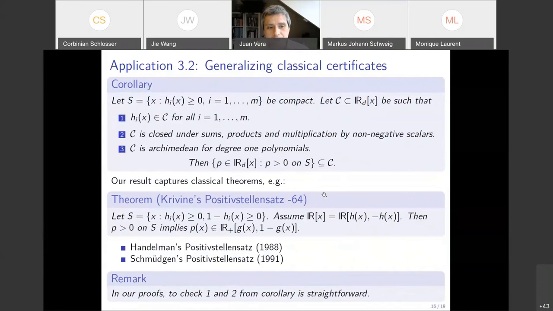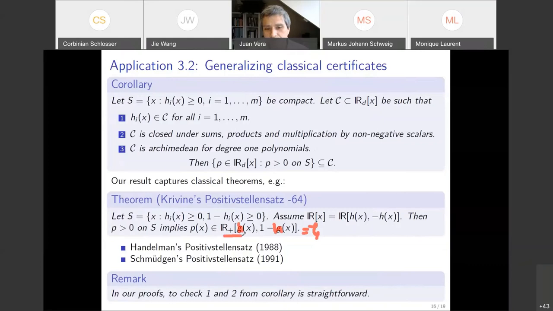But the point is that using this theorem, we can prove several classical theorems like Krivine, Handelman, and Schmüdgen. For example, if you do Krivine, then the C that you use is this set here. This is the one that you want to show contains all the positive polynomials. I noticed that I put G here, it should be H. Then by construction, one holds, all the H are contained. And two also holds, this is closed under sums, products and multiplications by non-negative scalars. So by definition of C, one and two hold. Then we just need to show the Archimedean property for degree one polynomials. And in this case, the proof is just some induction and elementary algebra.